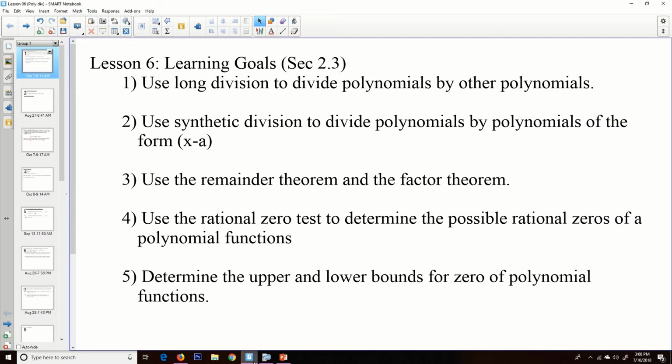Today we're going to talk about long division, dividing polynomials by other polynomials. We're going to use synthetic division to divide polynomials by polynomials of the form x minus a, or linear polynomials. And we are going to use the remainder theorem and the factor theorem. We're also going to talk about the rational root test to determine the possible rational zeros of polynomial functions. And then we are going to determine the upper and lower bounds for zeros of a polynomial function.